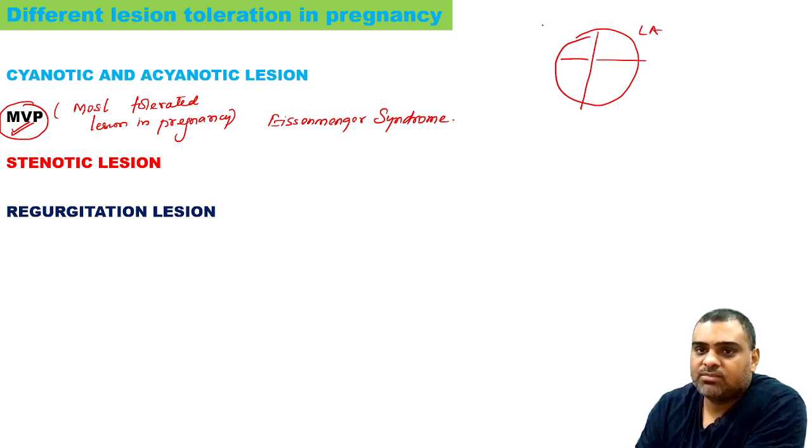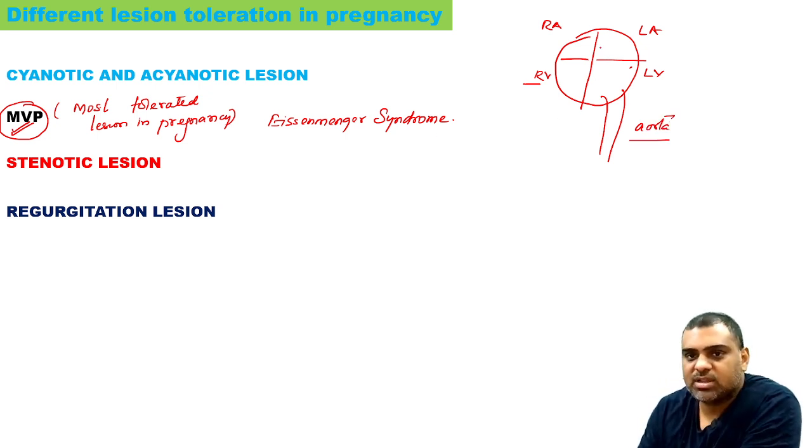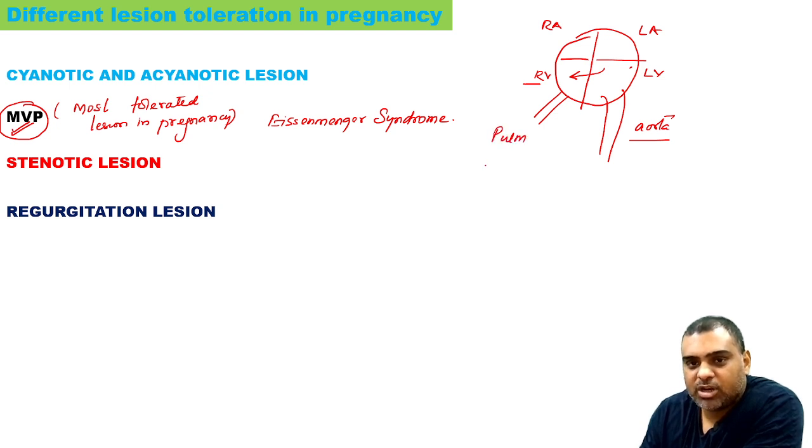This is your left atrium, this is your right atrium, this is your left ventricle, and this is your right ventricle. And this is the aorta coming out from the left ventricle. Now, left to right shunt means, for example, if we take VSD, this will go like this, and this is the pulmonary artery. The oxygenated blood will go here. And what happens in pregnancy?